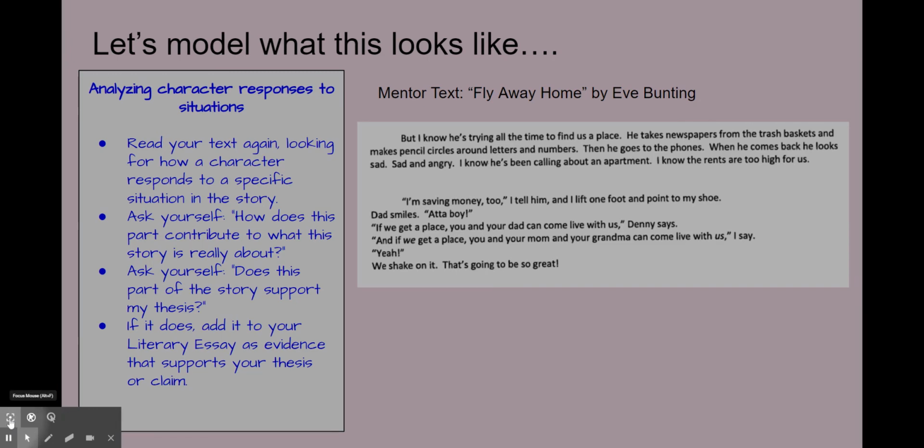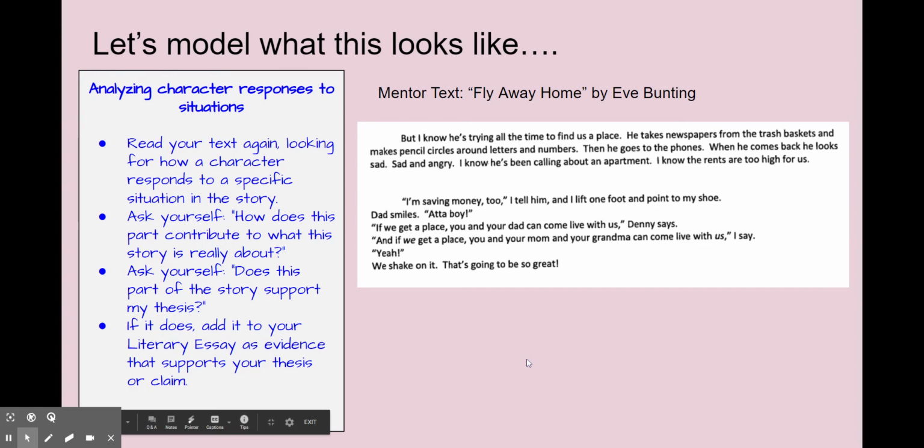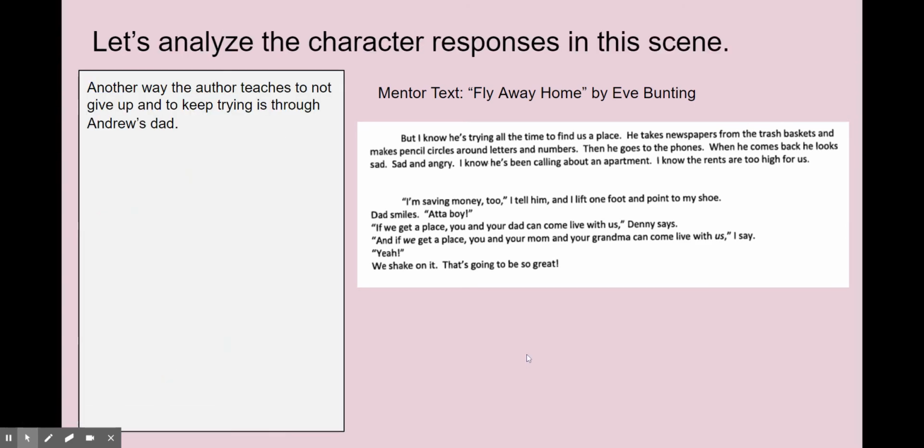Okay, so there's our text, and it's really about what's happening with Andrew's dad looking for an apartment and then talking about saving money. So let's now analyze the character responses in this scene.